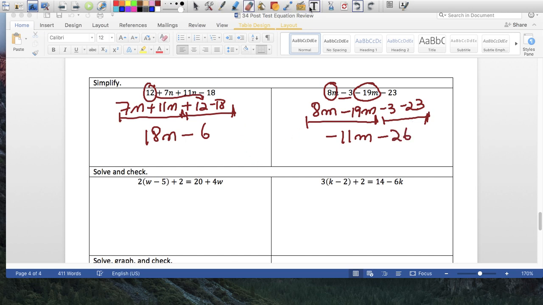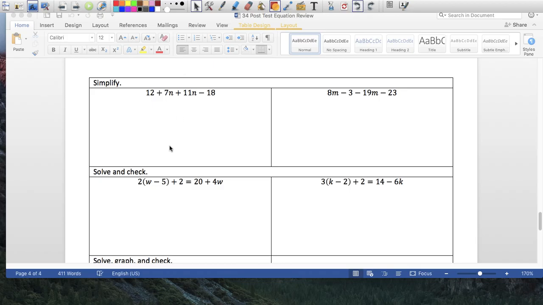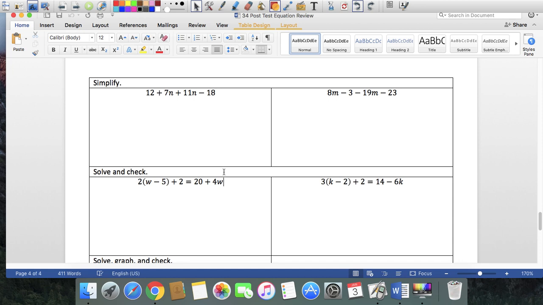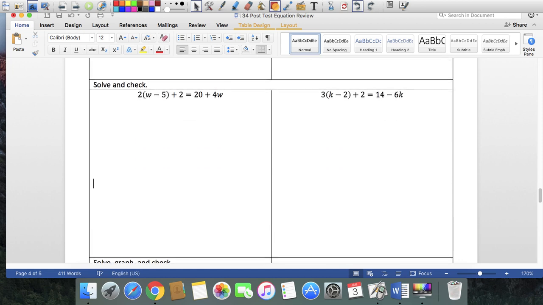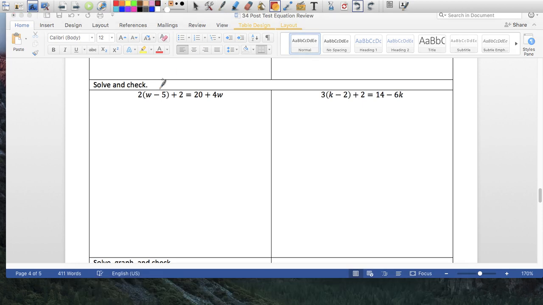Solve and check. Just give myself a little bit more room. This should be really easy for you guys right now. Negative 2w, a negative times a positive is a negative. 2 times 5 is 10. Plus 2 equals 20 plus 4w. I did the distributive property.